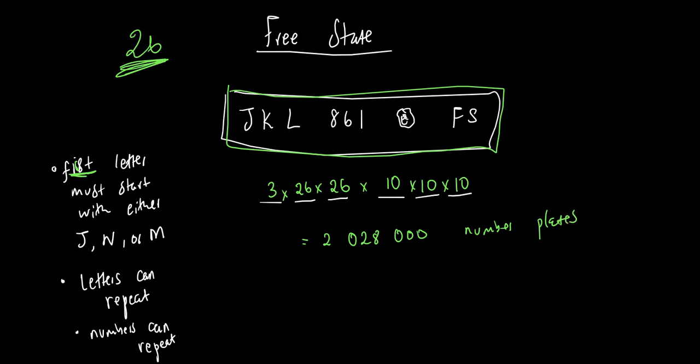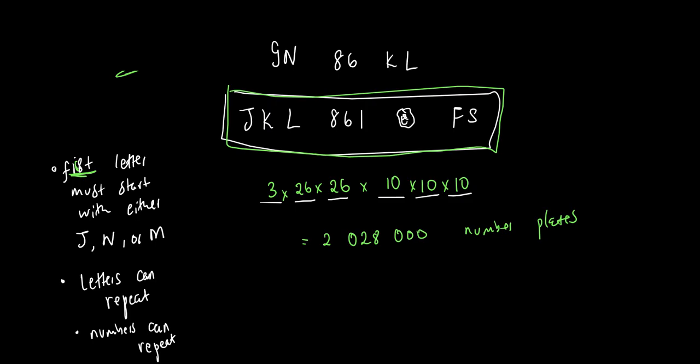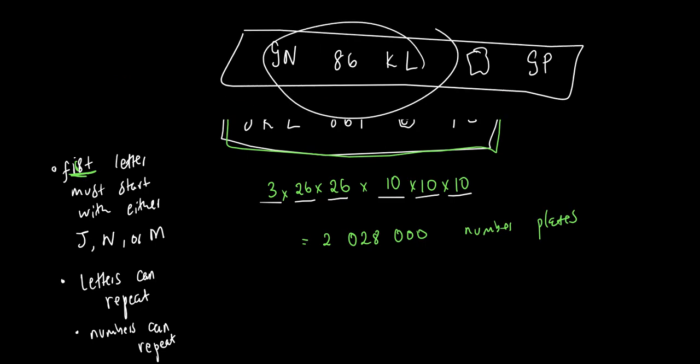You see, those are the number plates that I can have, guys. 2 million. So that means I can have 2 million cars and 28,000 that are going to use this number plate system in Free State. If they find that 2 million cars have been reached, they change the number plate system. That's why in Gauteng, if we check cars in Gauteng, they have 2 letters here, maybe GN, and then 86, and then it says KL, and then it's going to have the emblem, and then it says GP. This numbering system, they chose it because it can generate more cars.